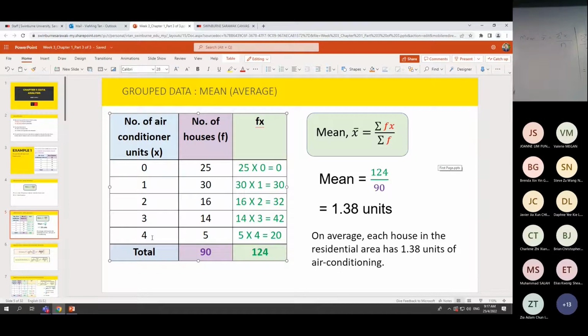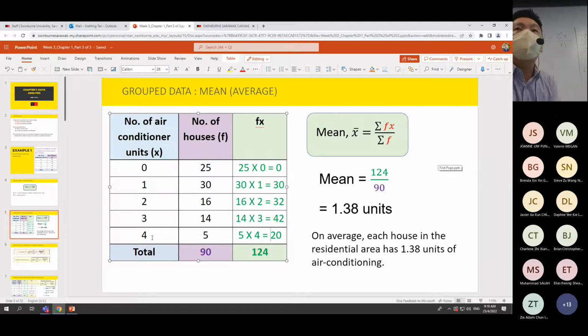So bear in mind, this is group data. So we have to use the formula of total FX divided by total F. We cannot use the formula for ungrouped data that we learned last week. What we learn today is group data, so we need to use this formula.